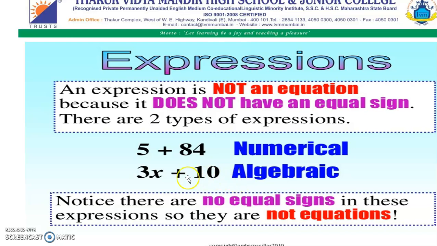Expressions are of three types: monomial, binomial, trinomial, and if more than 3, then it will be a polynomial. This is an algebraic expression. Notice there is no equal sign in this expression, so they are not equations. See here, nothing is written after this. 5 plus 84, is there an equal sign? No equal sign, so it is not an equation.